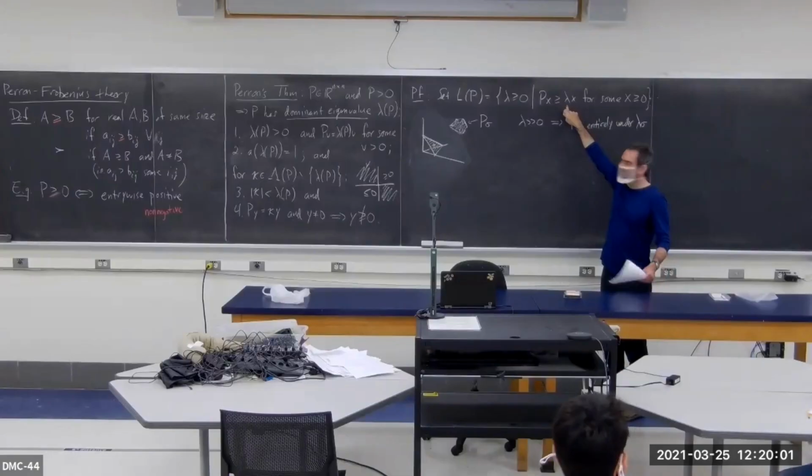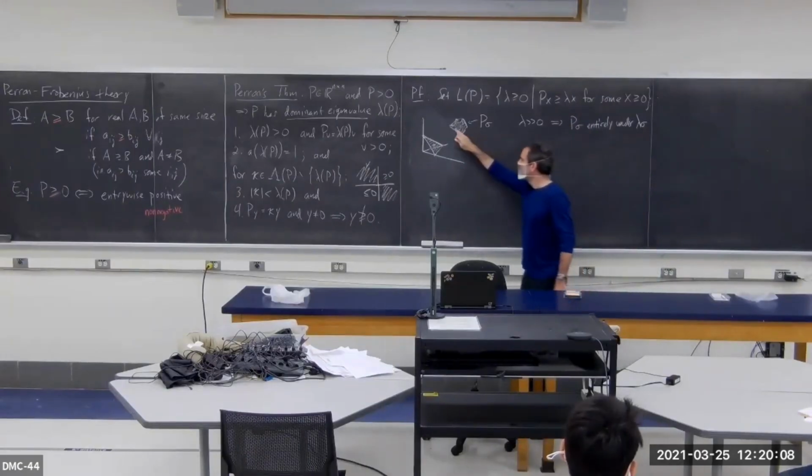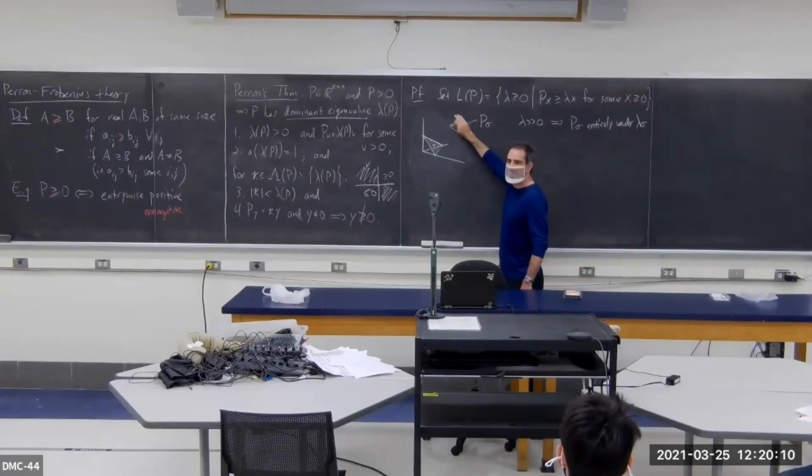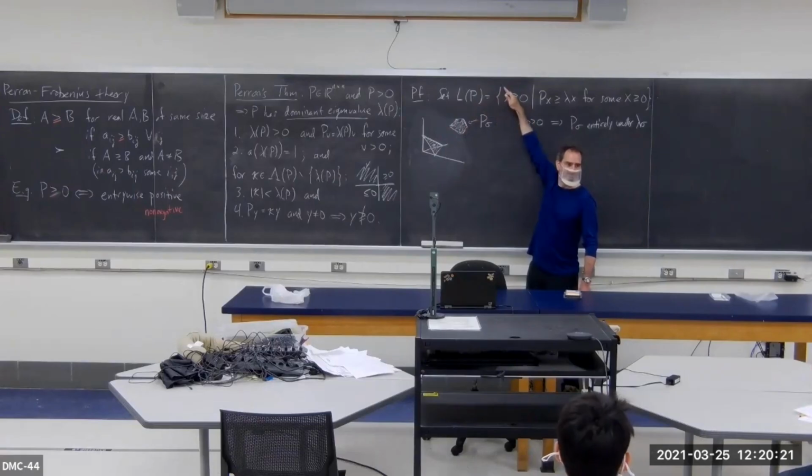That's what I'm trying to get here, right? So if lambda is very big, then P sigma is entirely under lambda times sigma. There's two things you can do to sigma: you can apply P to it, or you can scale it by lambda. And if lambda is huge, then nothing in here is bigger than anything in here. Nothing in P sigma can be bigger than anything in lambda sigma. Okay, that's the first thing.